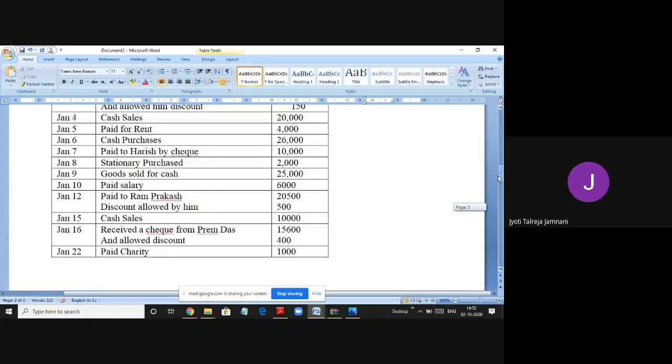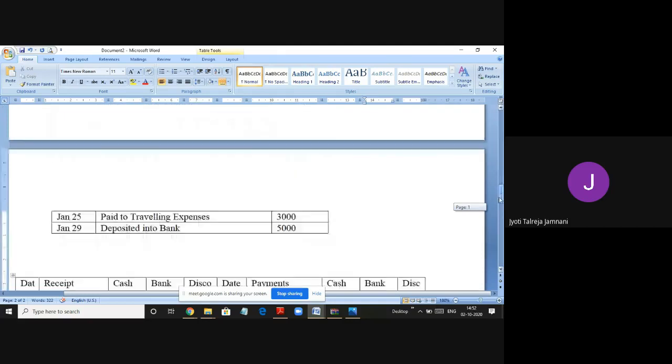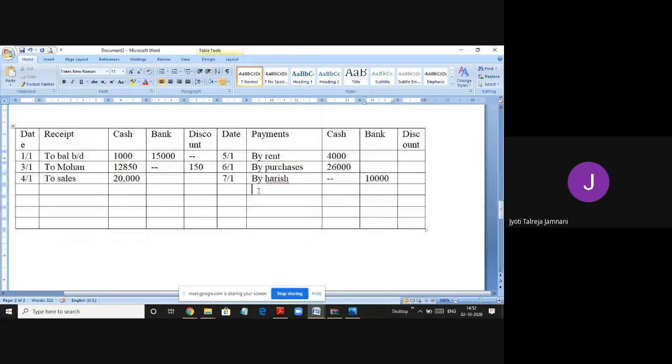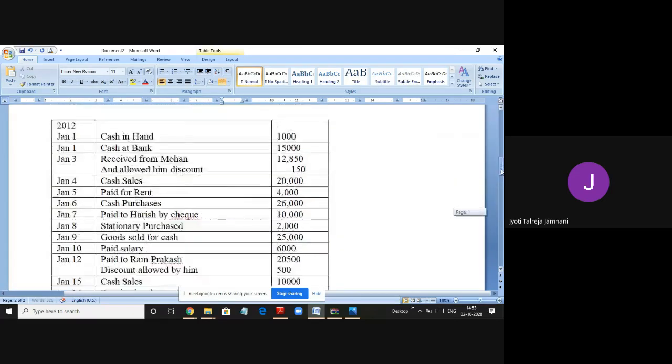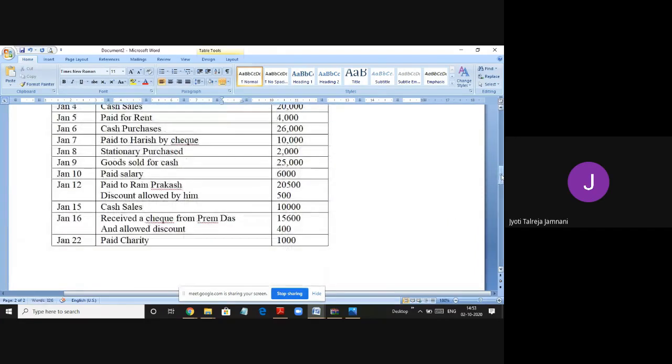8th Jan, stationery purchase 2,000. So they have not told check, so we'll take it in the cash column. By stationery. Why are we taking it on the payment side? Because when we purchase stationery, we basically pay cash. So we have to take it on the payment side, 2,000 rupees, and in the cash column, because there's no bank account that is being recorded.